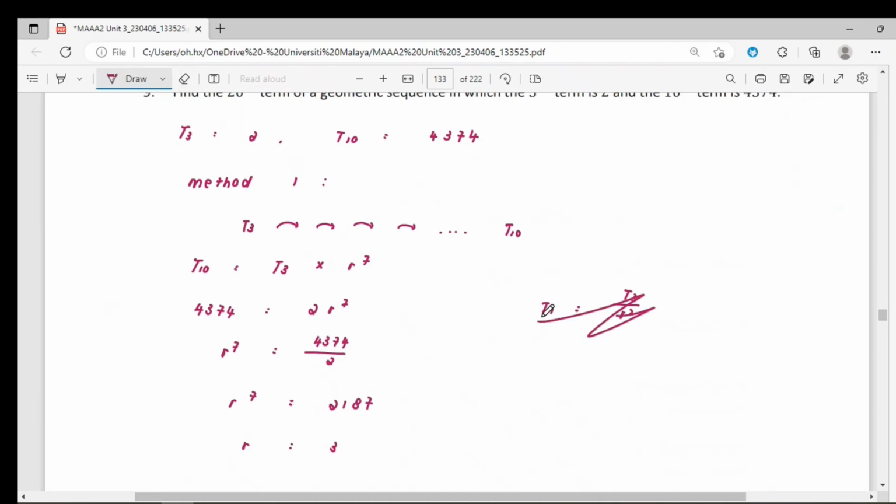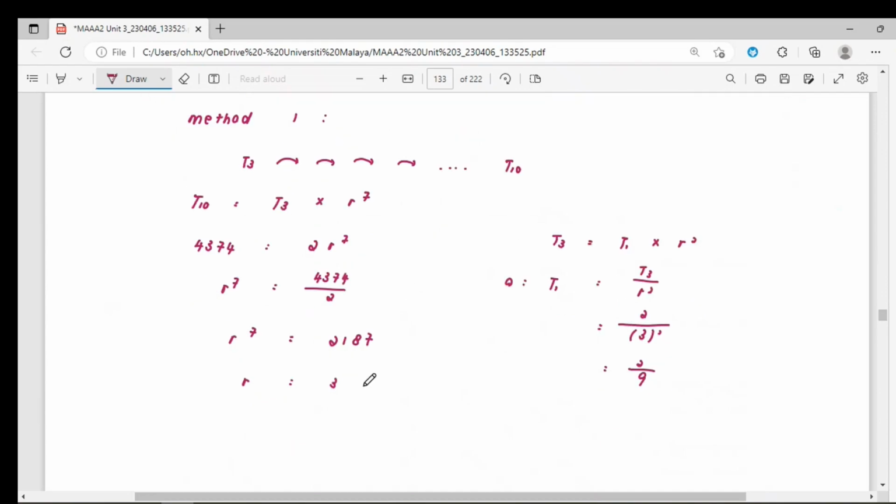Or you can imagine it's the same thing like this. If you want to find your T3, you use your T1 multiplied by R squared. So now if you want to find your T1, you divide. T1 equals T3 divided by R squared. Our T3 here is 2, and our R that we found is 3, so we get 2 over 9. T1 is basically our A. So from there we have our A and R already, and we are able to proceed with T20.